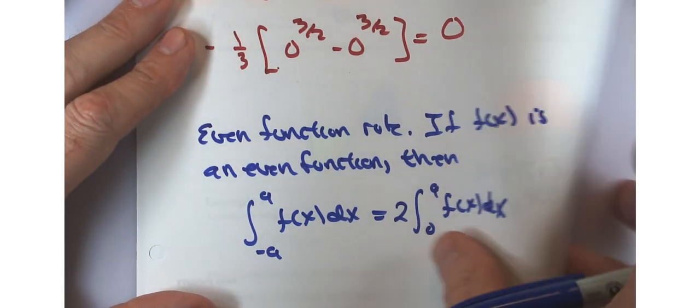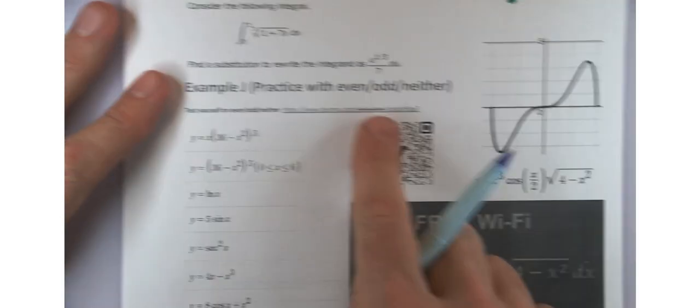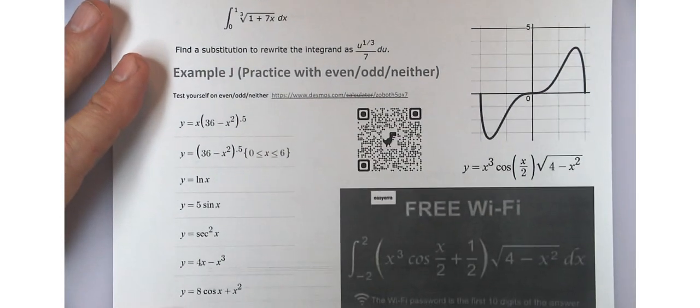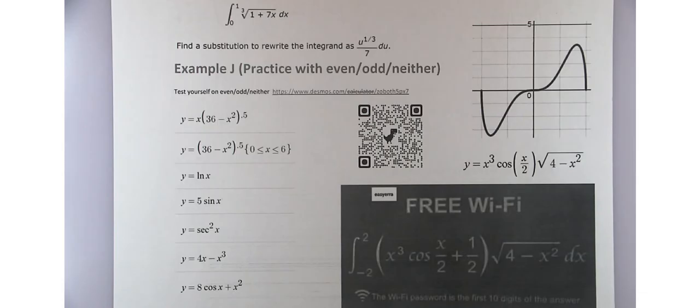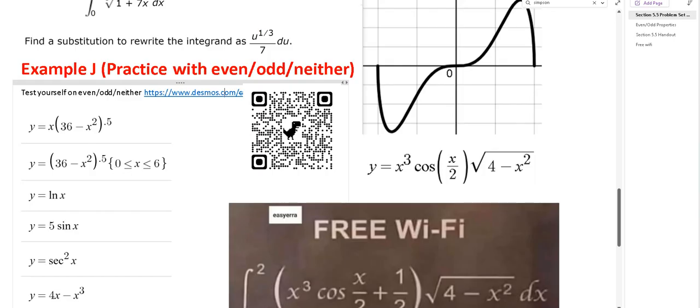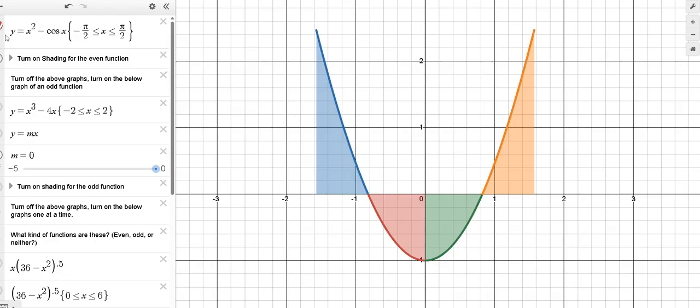We're going to finish this up by looking at some of these things and trying to decide if they're even, odd, or neither. You can practice this if you're watching this later with the QR code here and take a look at these things. So you can practice them yourself. Let's just buzz through these now. That should take us right to the end. So let me shut off those and turn on this one.